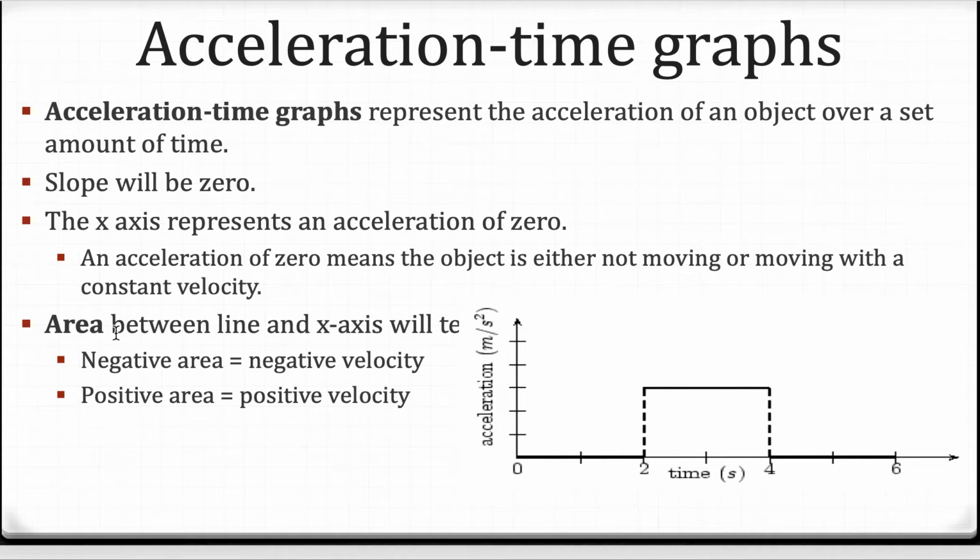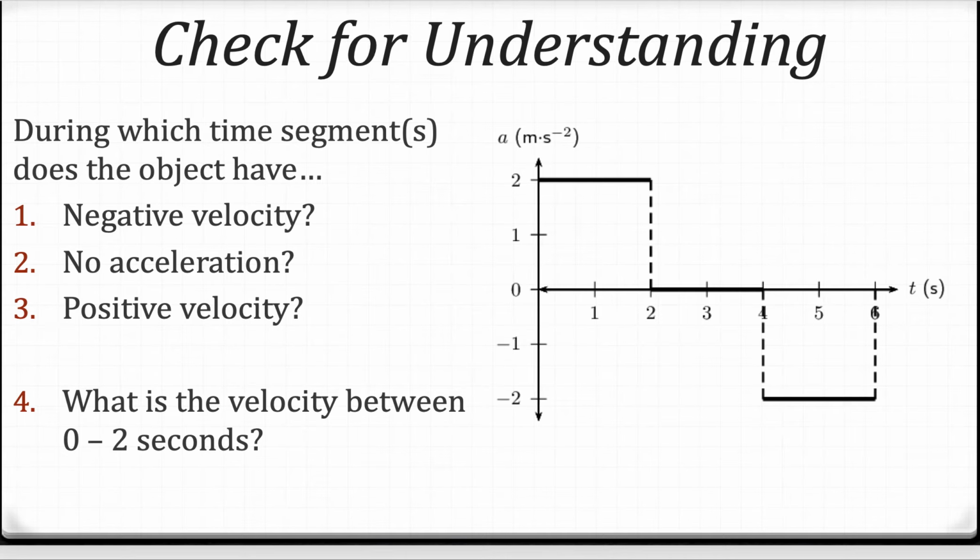We can use the area to find out information. We won't be dealing with slope because slope is always going to be 0 for these. But the area is going to tell us the velocity. So it could either be a negative area or a positive area. A negative area would imply that we have a negative velocity. Positive area would mean we have a positive velocity. So if we found the area of this box here, that would tell us the velocity for that time period.